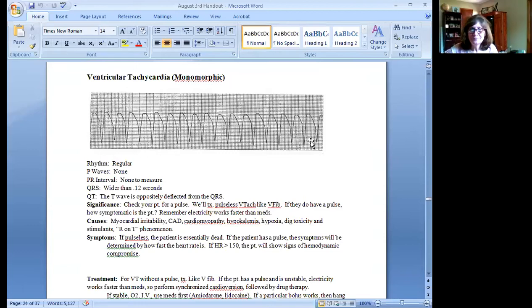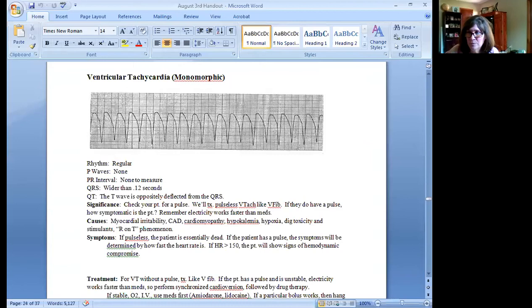All right. So here we have our monomorphic VTAC. The rhythm is very, very regular. There are no P waves, no PR to measure. QRS is wide. See the point? Measure it right there. All I want you to know is it's greater than 0.12. That's all I want you to know. QT, I can't even tell where the QT is, to tell you the truth. I'm not going to ask you about causes, but R on T and a long QT, shame on us. Shame on us if we let a QT get really long without making a phone call and alerting somebody.